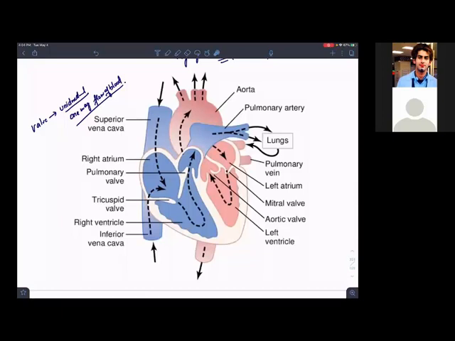So I hope this is clear. Now see the valves, they are doing the work, they are receiving the blood, they are ejecting the blood. They are producing some sounds. I'm not getting any yes or no. Why? Because I think people are not understanding.